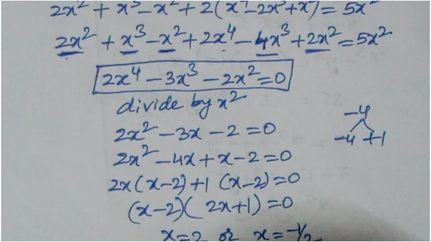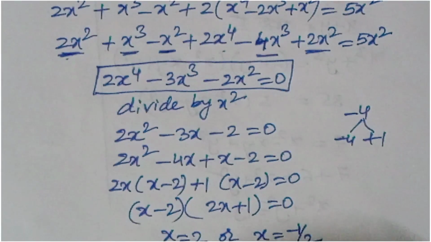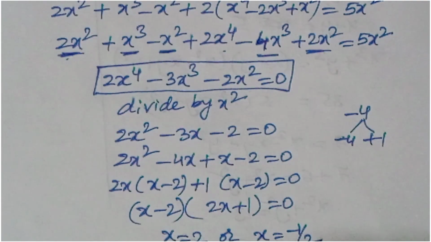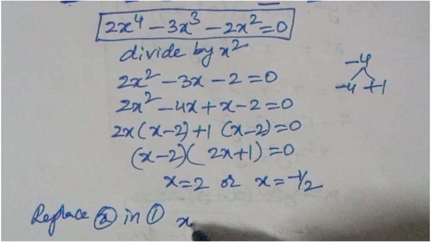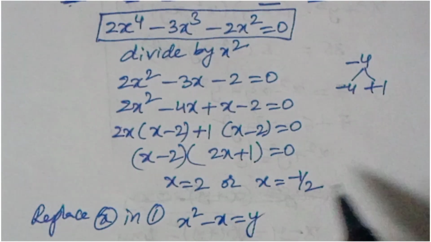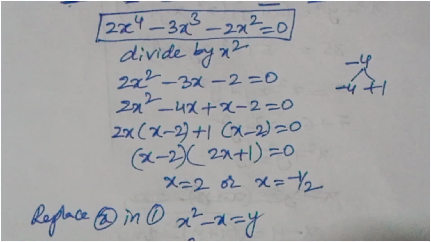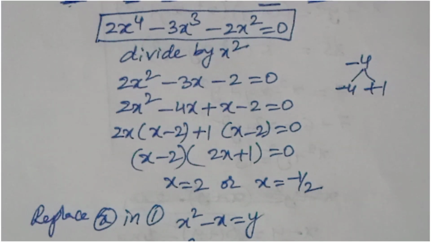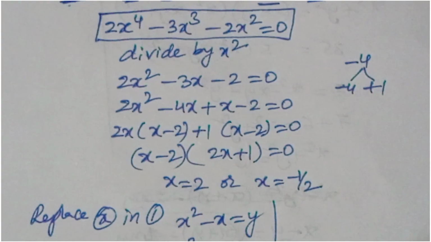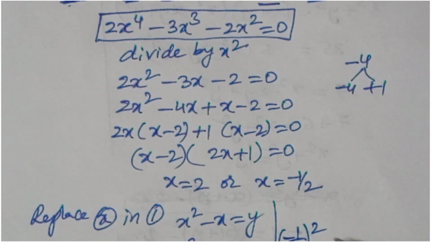So now you will replace this in 1. Replace x in 1. So here 2 square. What is 1? x square minus x equal to y. 2 square minus 2 is equal to y. 4 minus 2 is equal to y. y value 2. So if you take the second one, minus 1 by 2 whole square minus of minus 1 by 2 is equal to y.